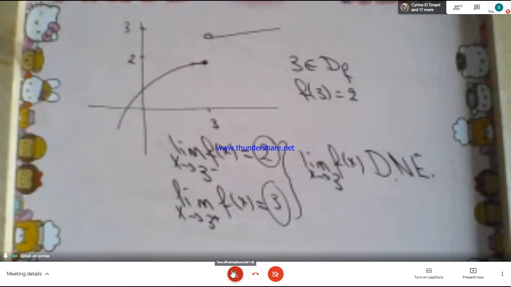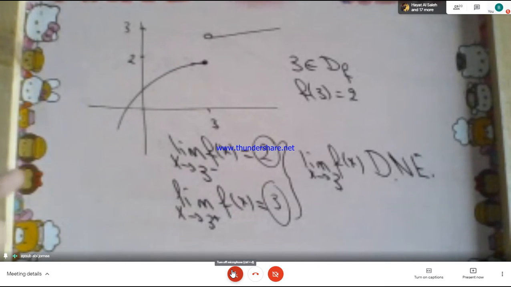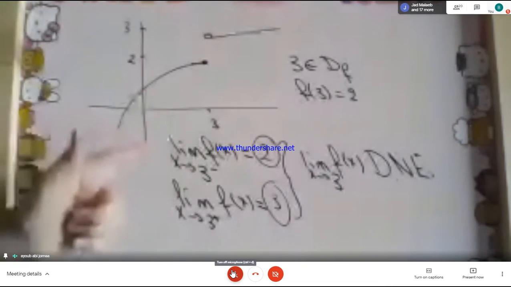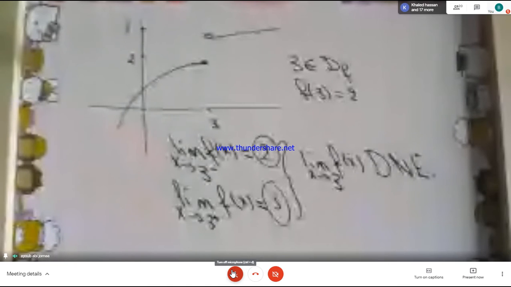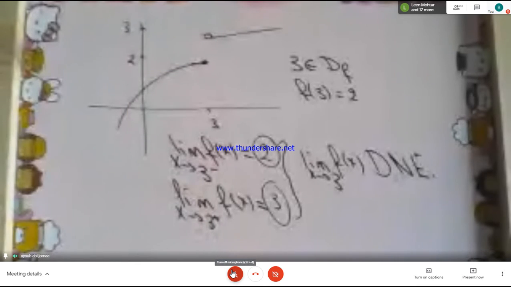The second condition: the limit should exist. So the first condition, we said that the function should be defined. In the first example, the function was not continuous because the number is not in the domain. Here, it's not continuous because the limit from the left is not equal to the limit from the right. So the second condition: the limit from the left should be equal to the limit from the right to be continuous. We'll give another example in which also the function is not continuous, where the limit exists and the number is in the domain.